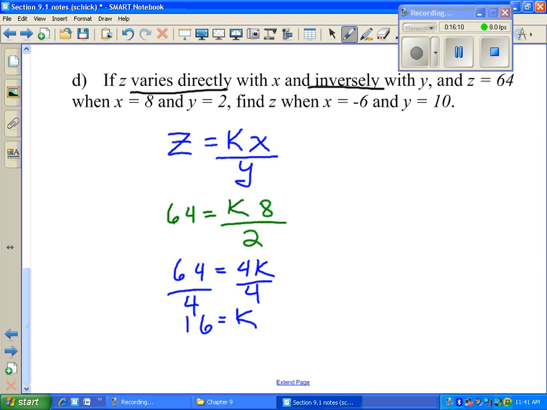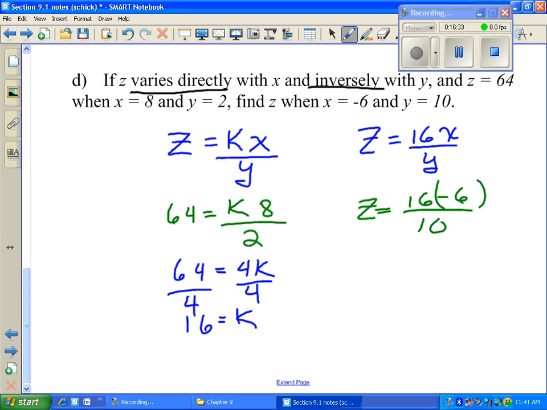So my joint variation function is z is equal to 16x divided by y. Now I'm going to find a new z given that x is -6, y is 10. So z is equal to -96 over 10. That's 60 plus 36, 96. So z is equal to -9.6.